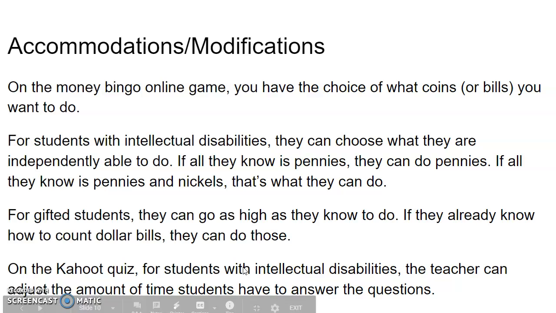An accommodation would be for the Kahoot quiz: you can choose the time that the students have to answer the questions. So if somebody has ADHD and has trouble focusing, needs a little bit more time, or has intellectual disabilities and needs more time to take tests, that way they don't feel rushed and just hurry and pick an answer. They can actually think and get the answer correct. So I would adjust the amount of time to have the students answer the questions.